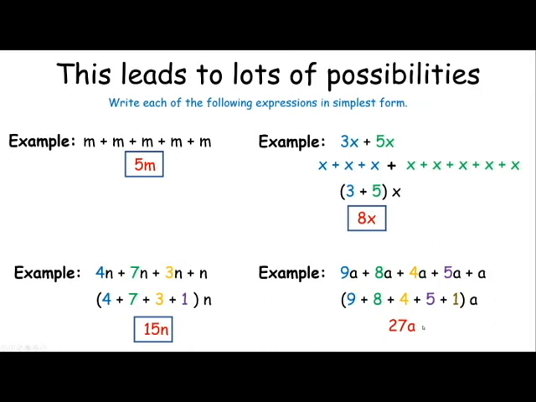There's a second reason I do this, and it's to help you understand that if I have 9 a's and 8 a's and 4 a's and 5 a's and 1 a, I can put all those numbers together and just say I have that many a's. This is a property known as the distributive property that we're going to talk about in a couple days. So it's nice for you to have at least seen it a couple of times ahead of time.